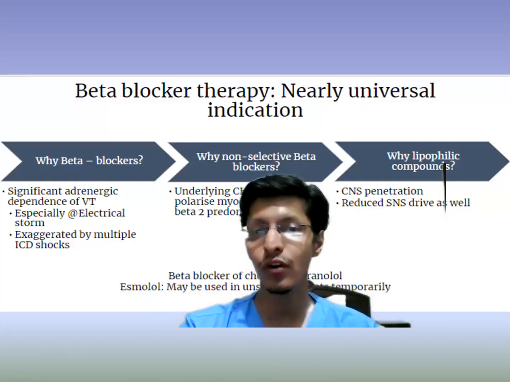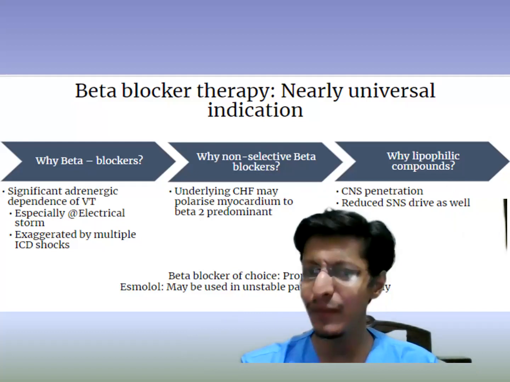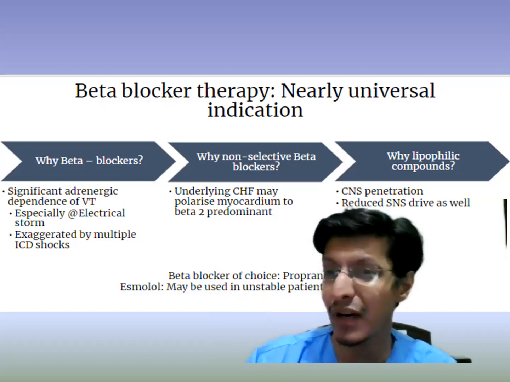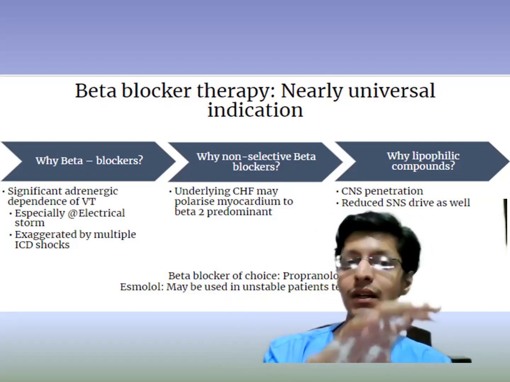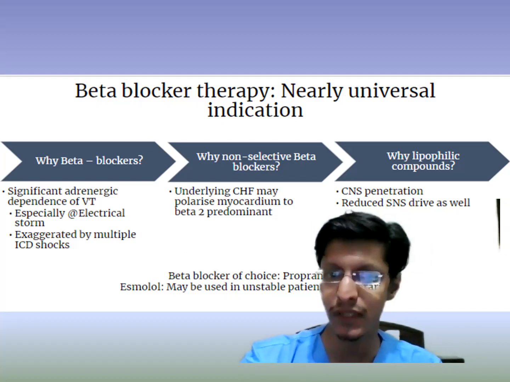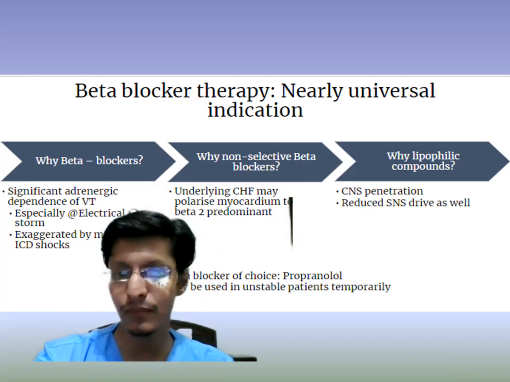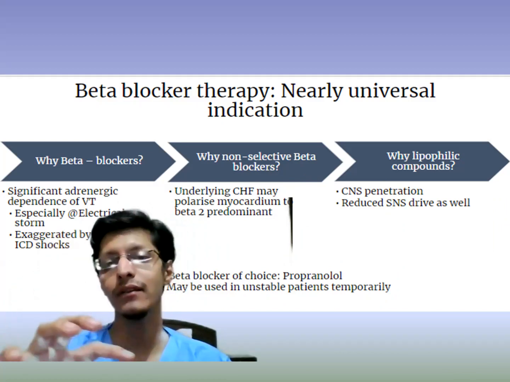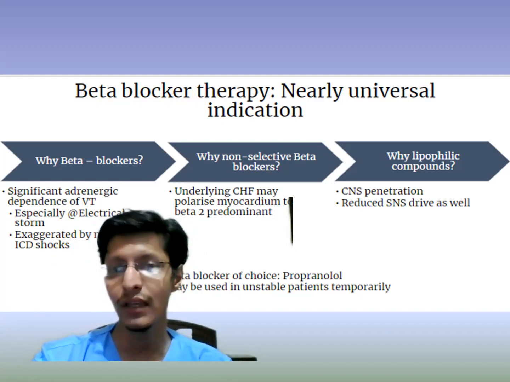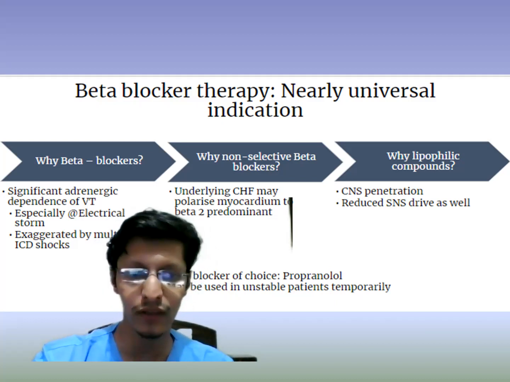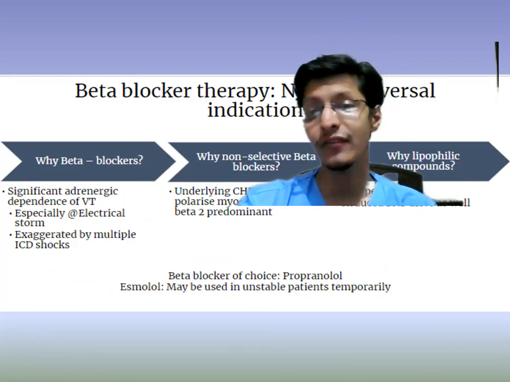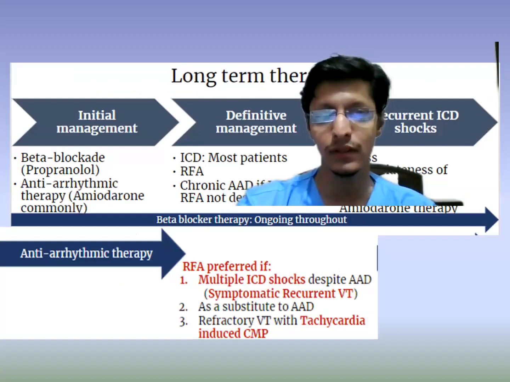Then beta blockers, this is called pill in the pocket therapy. Why beta blockers in these patients? Because the patient is going to get multiple arrhythmias, so the patient should have a beta blocker in the pocket. It's a universal indication to start the patient on beta blockers. And why non-selective beta blockers? Because they have a prominent myocardial effect on beta 2, very good CNS penetration, and they reduce sympathetic drive. Beta blocker of choice is propranolol, and for rapid action, you may give esmolol.